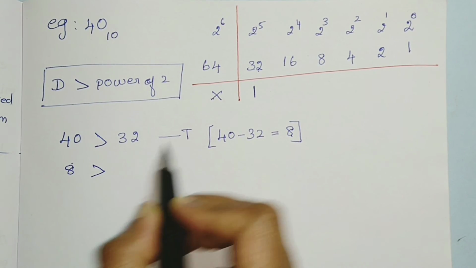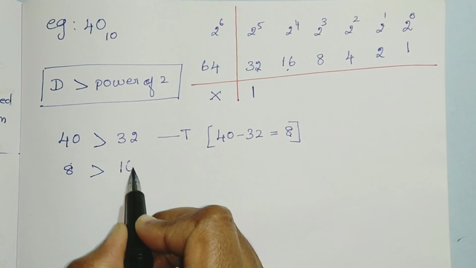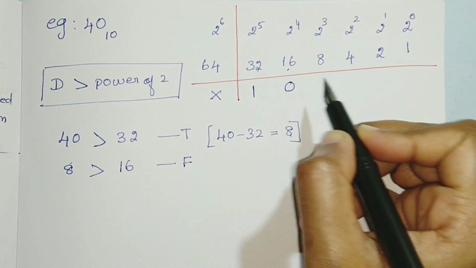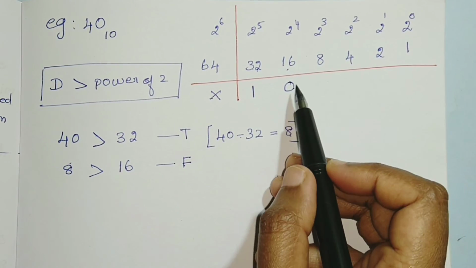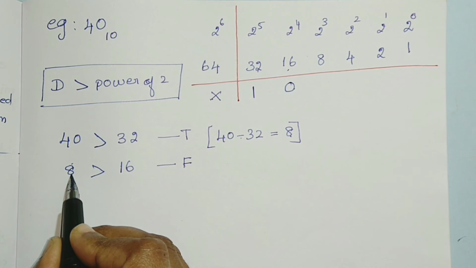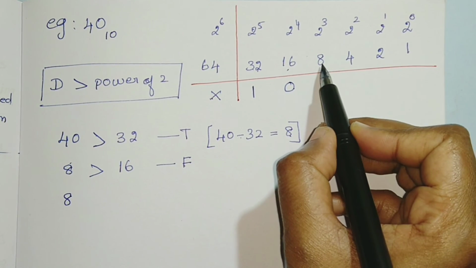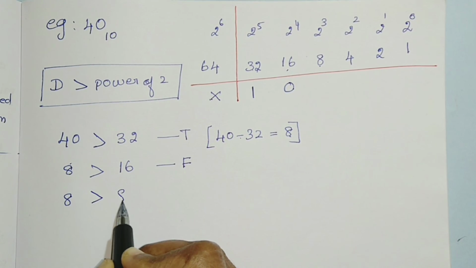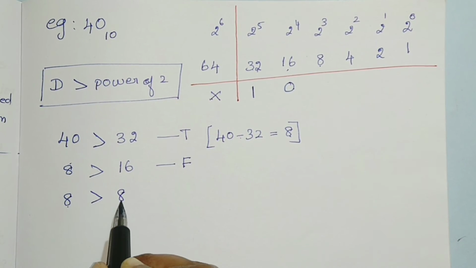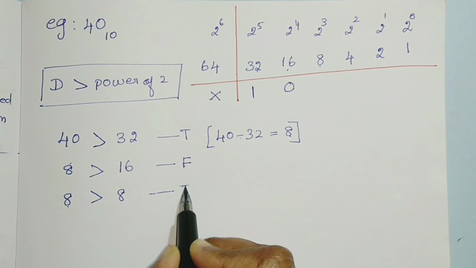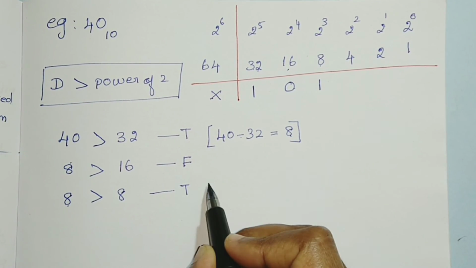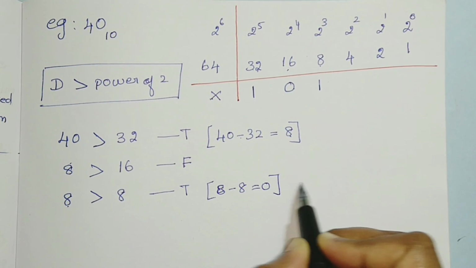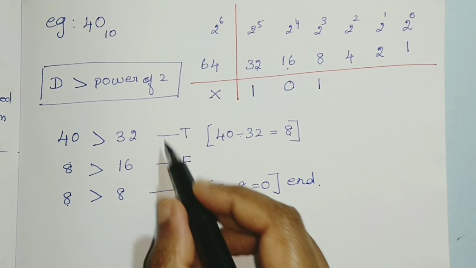So we have subtracted, so we have to compare it with 8. 8 greater than 16. Condition is false. 8 is not greater. So set that particular bit as 0. So next we have to compare the decimal 8 with the power of 2, that is also 8. So compare 8 greater than 8. So if decimal and power of 2 are equal, we have to set it as true and make the bit as 1. Now subtract 8 minus 8 is equal to 0. That is the end of the comparison.